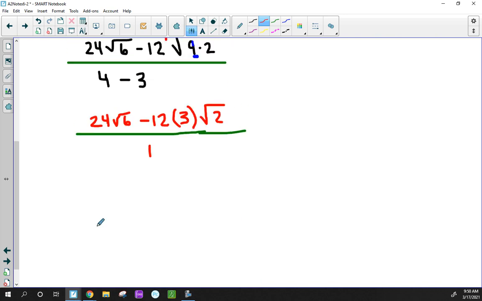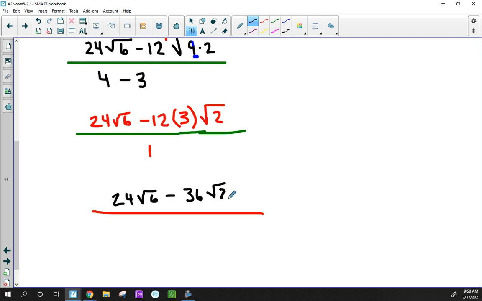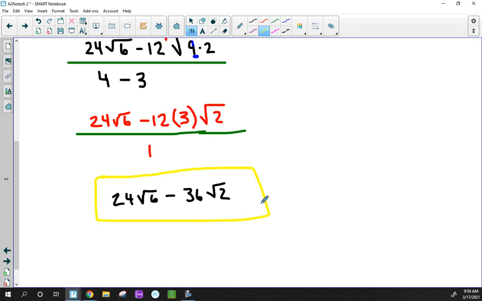Okay, last, we're going to simplify. So 24 square root of 6. Negative 12 times 3, I'm going to go ahead and put that together. That's negative 36, and then drop your square root of 2 down. We cannot simplify 2 anymore underneath the radical. I'm not even going to divide that by 1. Anything divided by 1 is still itself. So this is the best answer: 24 square root of 6 minus 36 square root of 2.